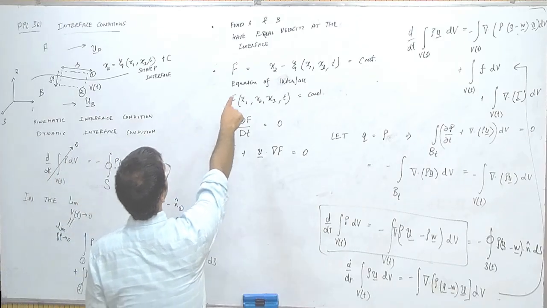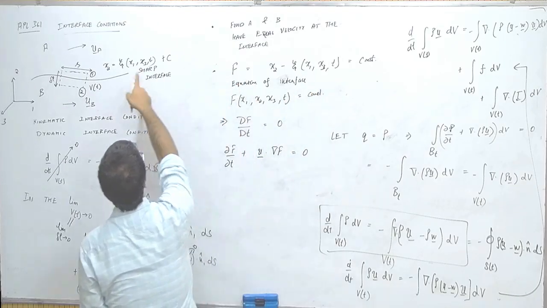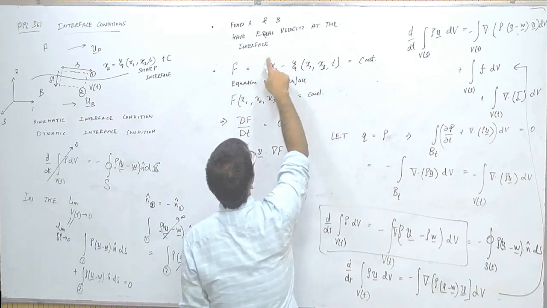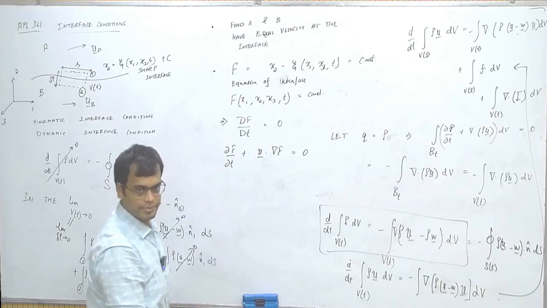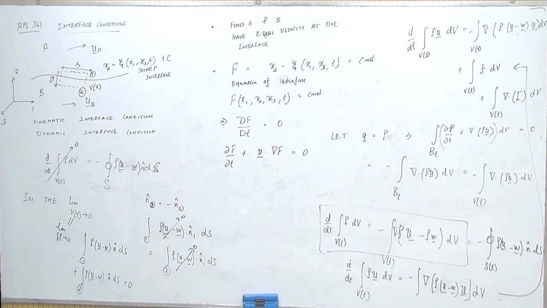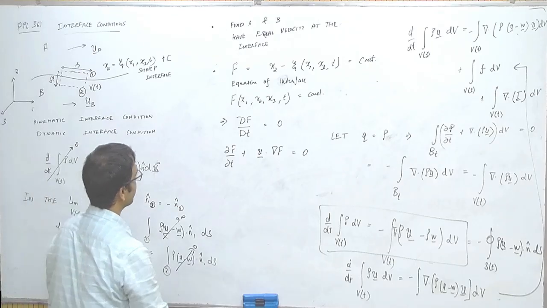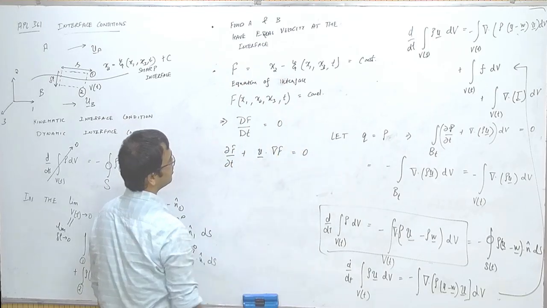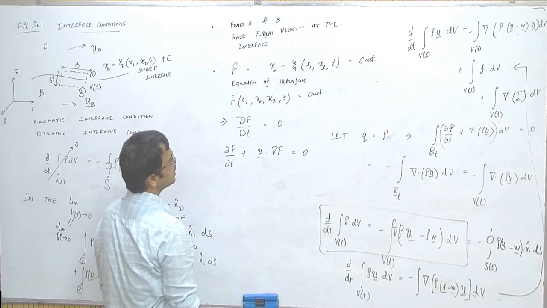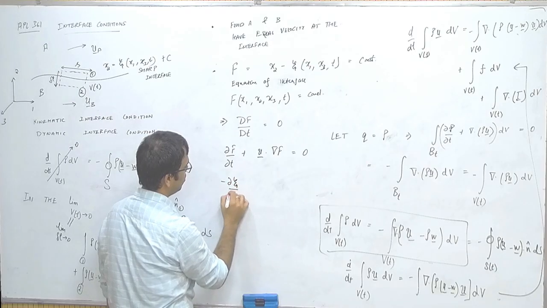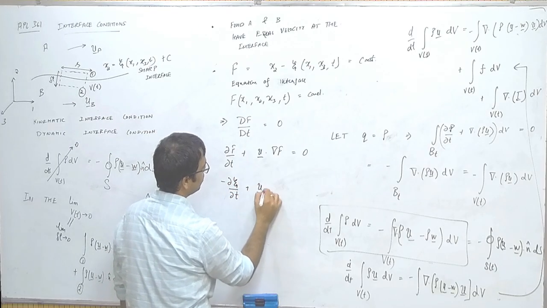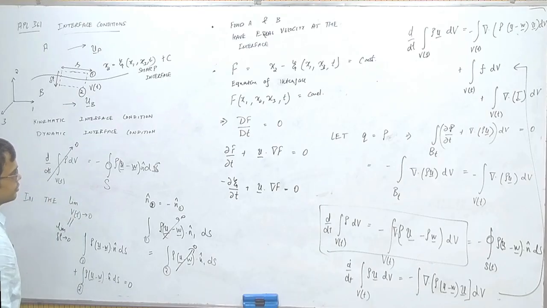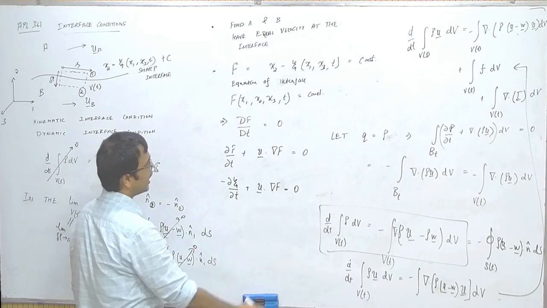F is the implicit form of that surface. So what I did is x2 is this plus c. So I am defining an f which is equal to this, which is constant. So del f by del t from here will be equal to minus del c over del t, plus u dot grad f equals 0 at the interface.